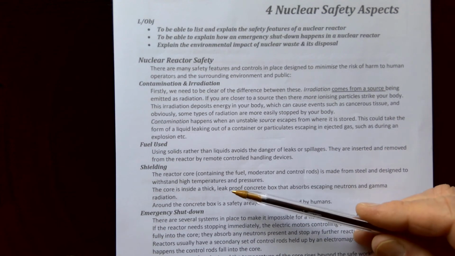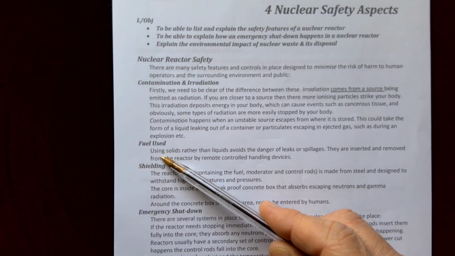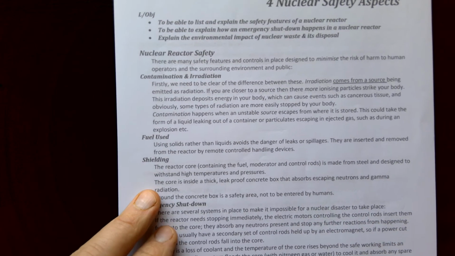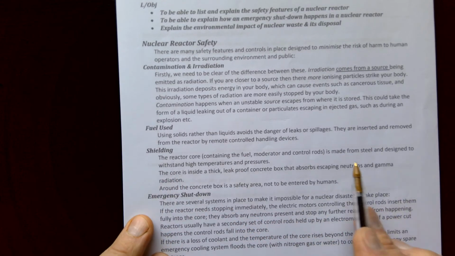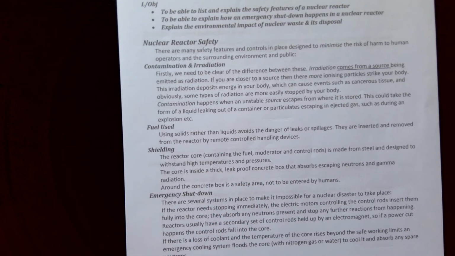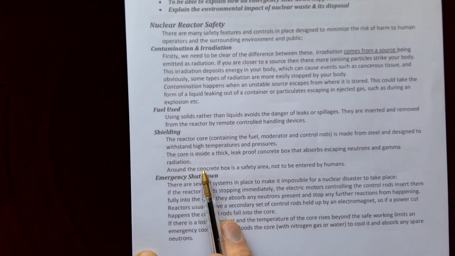There's some fairly obvious stuff. Use solid fuel rods rather than a liquid, unstable uranium liquid, for example, or thorium liquid, because it's easy to spill liquids. So solids, much easier to not spill. The shielding, okay, again, steel and concrete. Again, they need to stand high pressures, but not as high, except around the actual reactor itself, around the core. So fairly obvious, preventing people going nearby, all this kind of stuff.